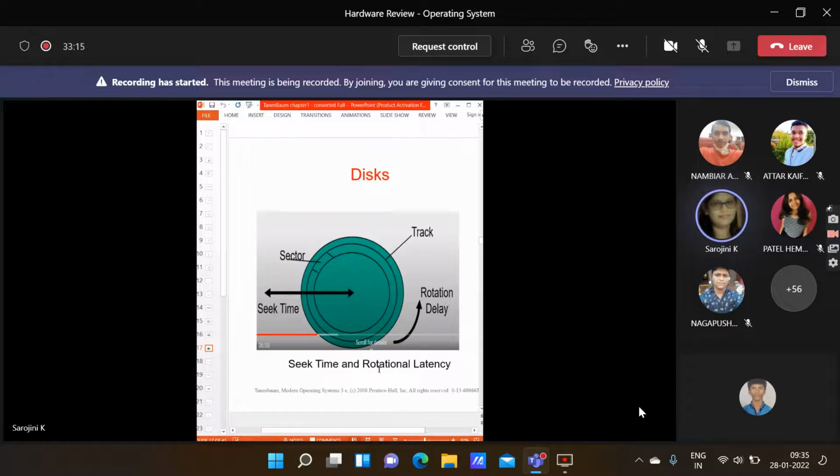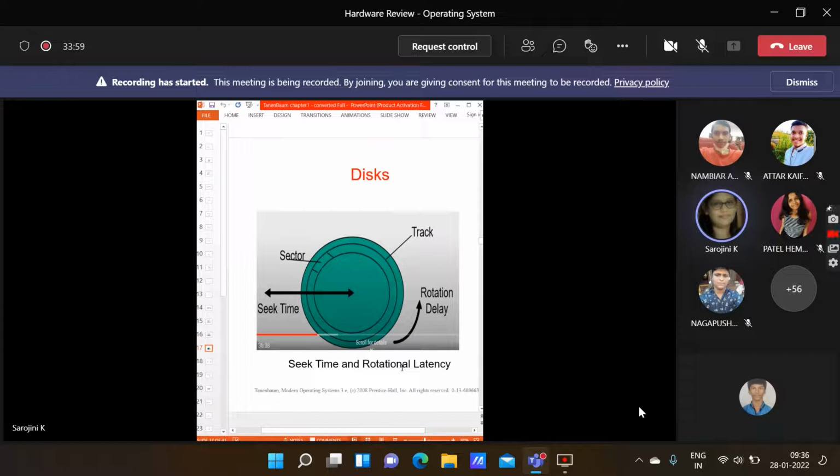Seek time is the time to keep the read write head in the appropriate track before the reading or writing process. That's called seek time. What is rotational latency? After the read write head is kept in the appropriate track, to read or write we have to move to the appropriate sector. For that the disk will be rotated. How much time it takes to position the read write head in a particular sector is called rotational delay or rotational latency.